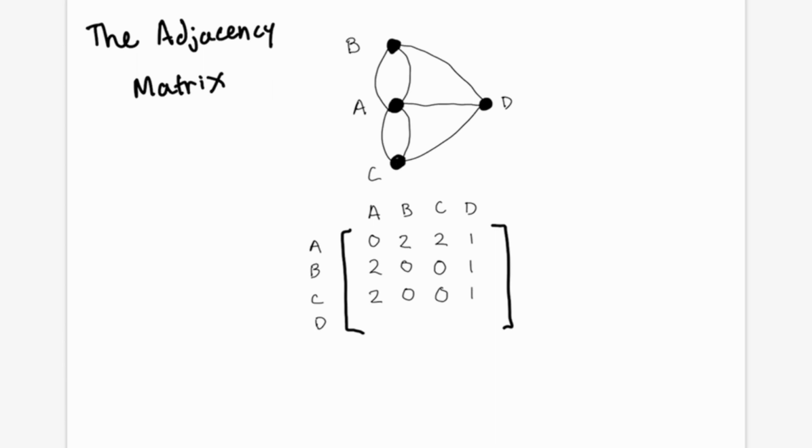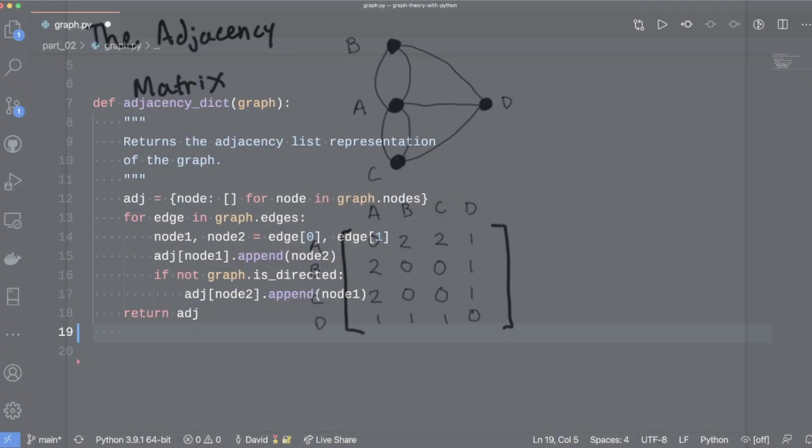There's 1 edge between D and each of the vertices A, B, and C, so we'll put 1s in the first 3 columns. And since D isn't connected to itself, we'll put a 0 in the last column. Now that we know how to construct the adjacency matrix, let's head back to our editor and see if we can write a function that returns the adjacency matrix for a given graph.